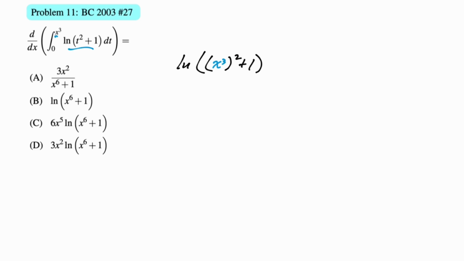Then you have to remember the chain rule. So we're going to multiply by the derivative of the upper bound. So the derivative of x cubed is 3x squared. And that's our answer. I mean, I rewrote it, but you can definitely see that the answer is D. So don't forget the second fundamental theorem. It shows up on multiple choice. It shows up on the free response, but usually the upper bound is just x. So most people, even if they don't know what they're doing, will still get it right.